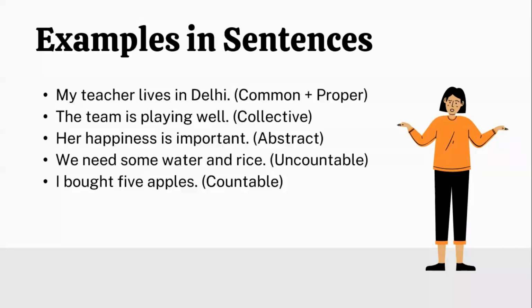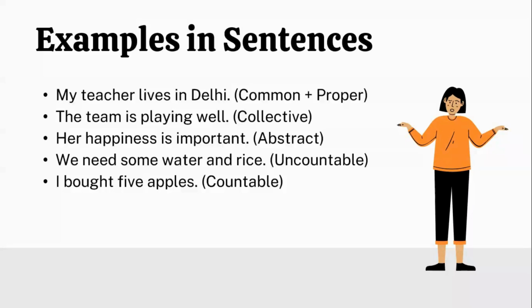Next, we need some water and rice. So you have to find out the uncountable noun. Here, some water and rice. You can't count water, as well as you can't count rice, right? So here, some water and rice is the uncountable noun.